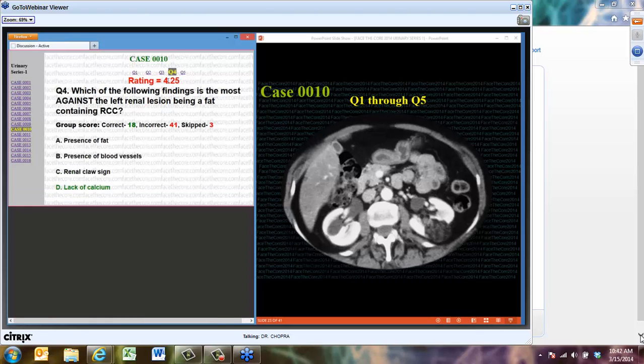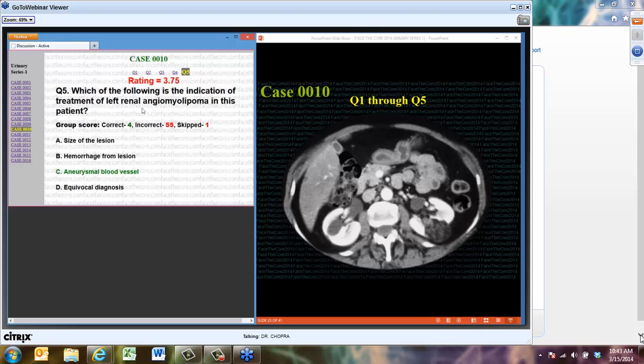And then the next question arises, which of the following findings is the most against the left renal lesion being a fat-containing RCC? Presence of fat, of course, we are talking about a fat-containing RCC, so that doesn't mean anything. Presence of blood vessels, it's an angiomyolipoma, so there is going to be blood vessels in there, and the renal tumors are also going to contain blood vessels. Renal claw sign, both of them will show because they're arising from the kidneys. It is the lack of calcium that goes in favor of an angiomyolipoma rather than an RCC.